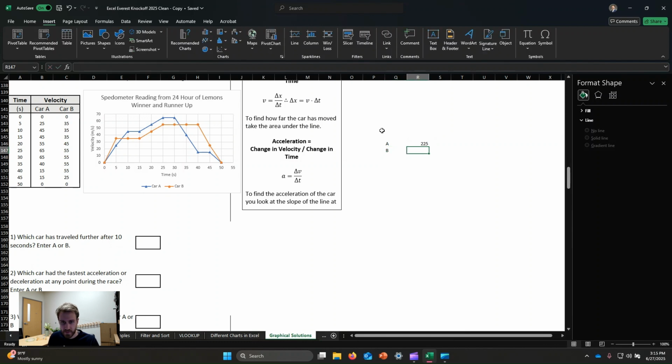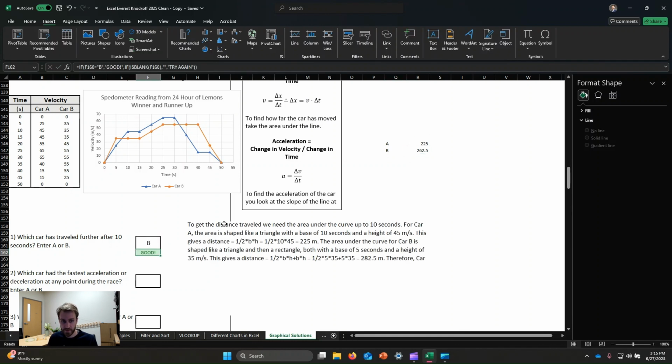And car B, we have a triangle in the beginning. So that's 1/2 times 5 times, what's the height there, 35, plus the other 5 seconds are a rectangle. So 35, same height, times 5. And that's how far car B has traveled. And so I can go ahead and say car B went further.